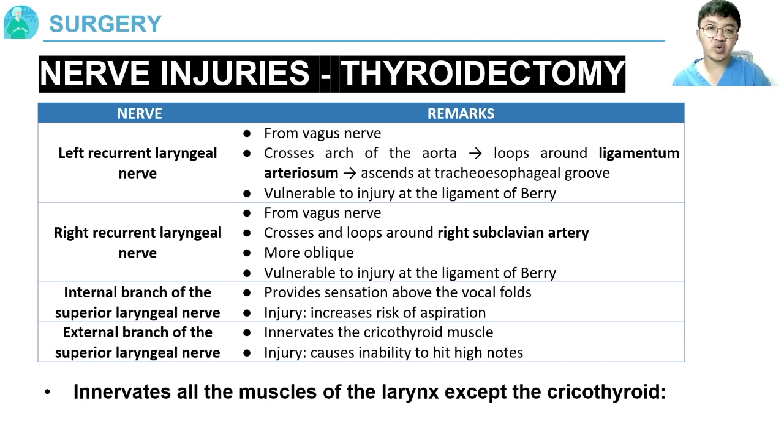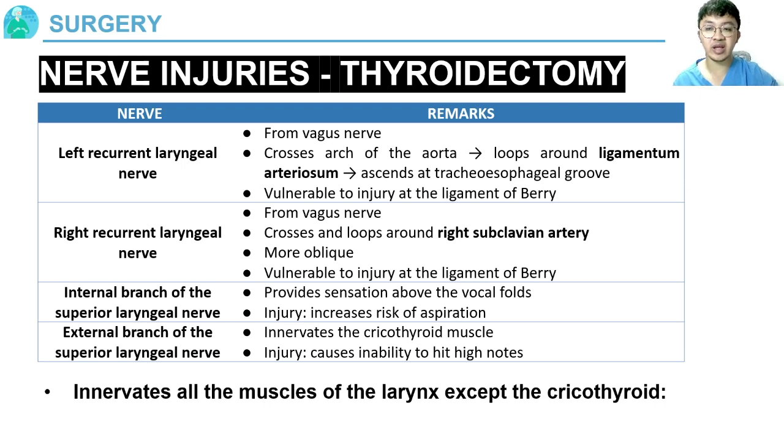It provides to most of the muscles of your vocal cords, right? So for the left recurrent laryngeal nerve, it crosses the arch of the aorta and loops along the ligamentum arteriosum, in a sense, the TE groove or tracheoesophageal groove. For the right recurrent laryngeal nerve, it crosses and loops around the right subclavian artery. Then for the left, it's the ligamentum arteriosum.